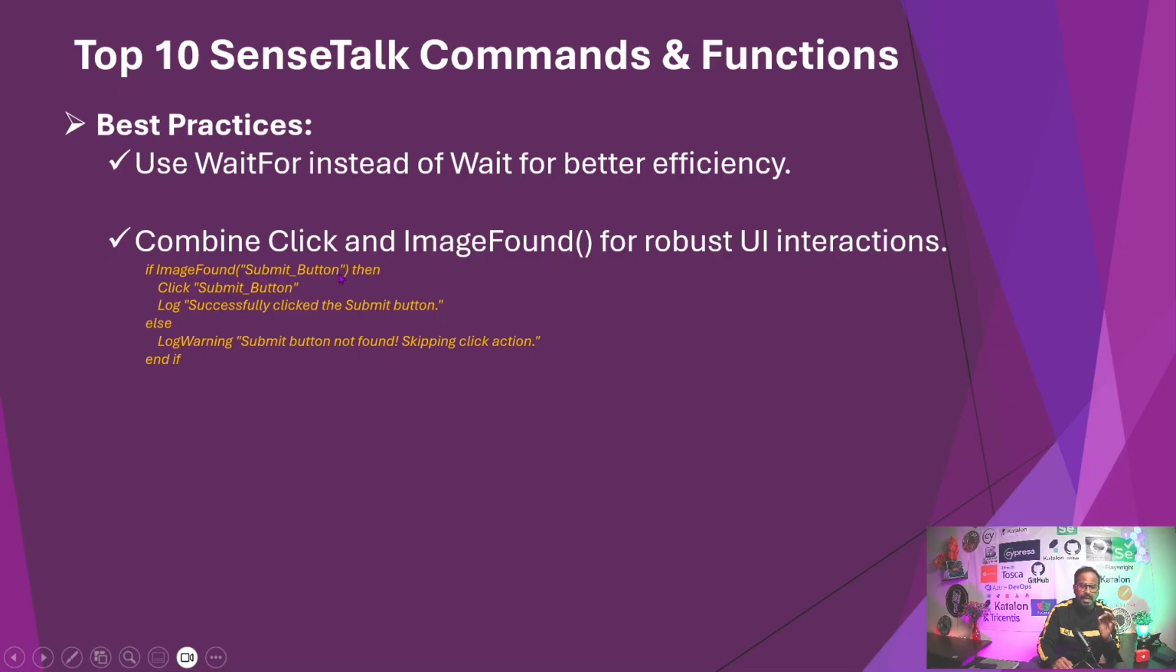If the button is visible, then only click on the button and log "successfully clicked on button." If the image is not found, you can simply throw an error message. So this way your script will not fail; it goes to the next step. So you have to combine click and image found methods every time. That is one best practice.